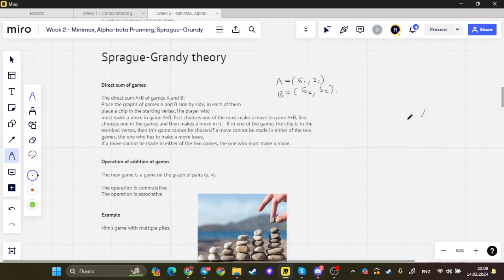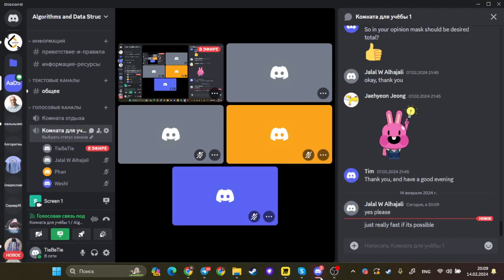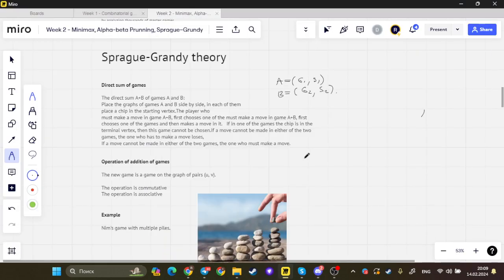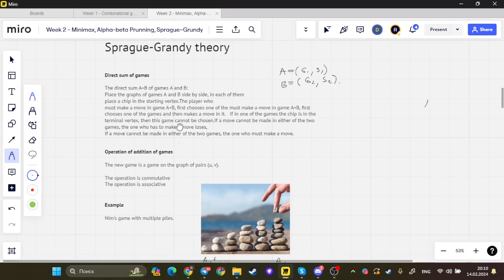we defined, if it's possible. Okay, I defined what is direct sum of two games. We can imagine it like we have two graphs, and in this graph we have two initial states, and we just choose in what of two these graphs we move. This is a direct sum of two games.